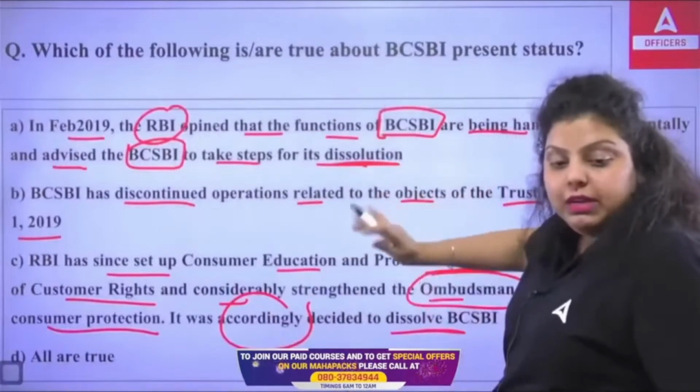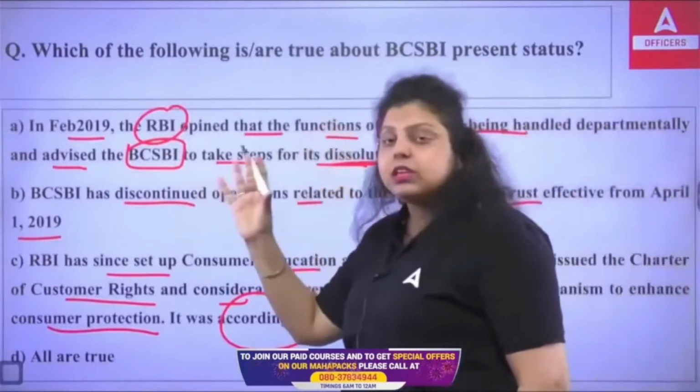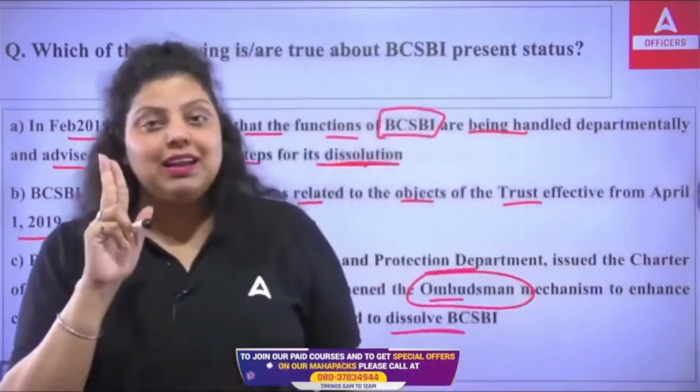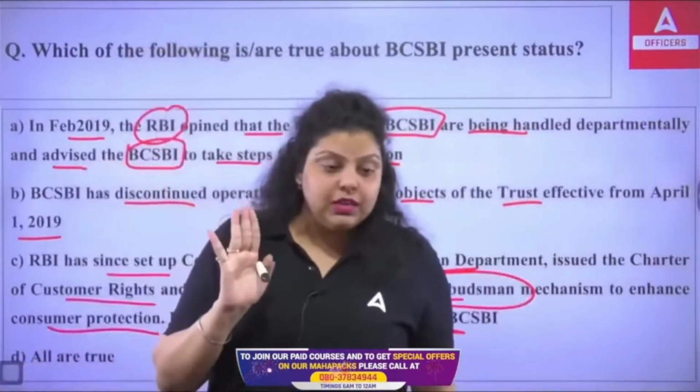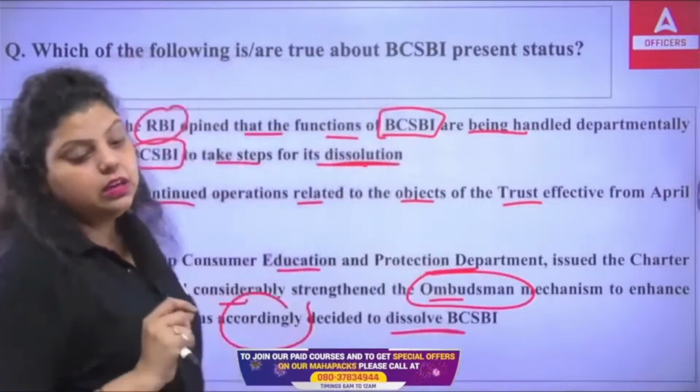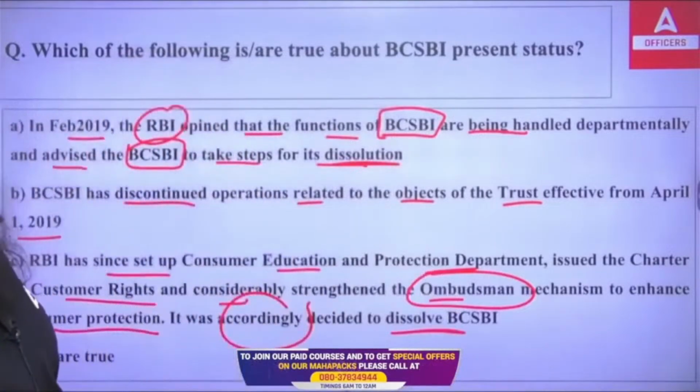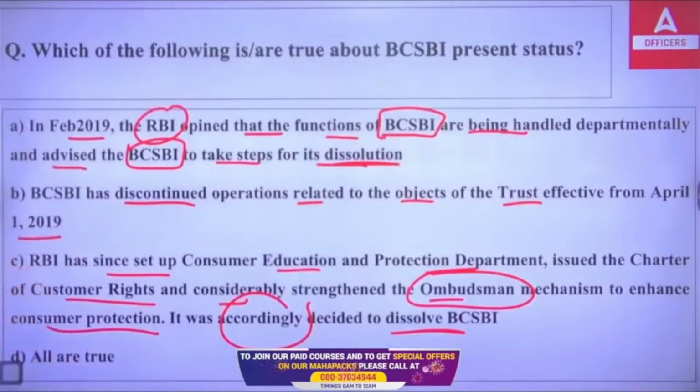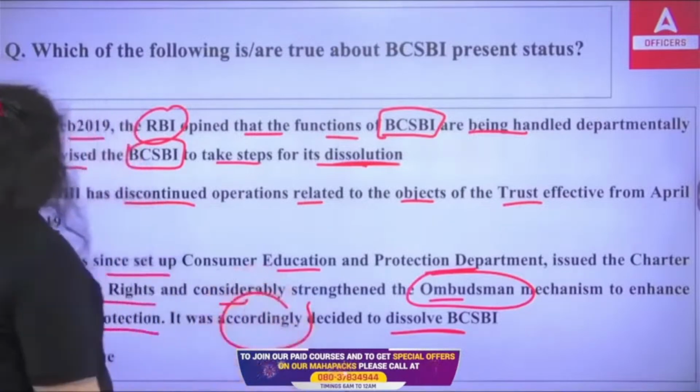And that's what RBI did by merging three ombudsman schemes: banking ombudsman scheme, ombudsman scheme for NBFC, and ombudsman scheme for digital transactions. All these three have been merged and a single scheme has been introduced that is named the Integrated Ombudsman Scheme by the Reserve Bank of India in 2021. And so we have strengthened the ombudsman mechanism.